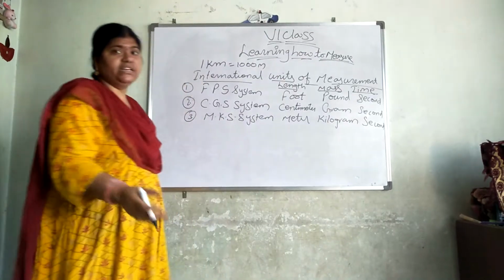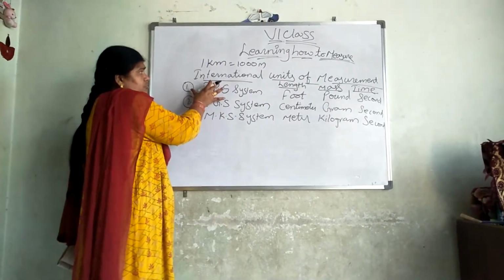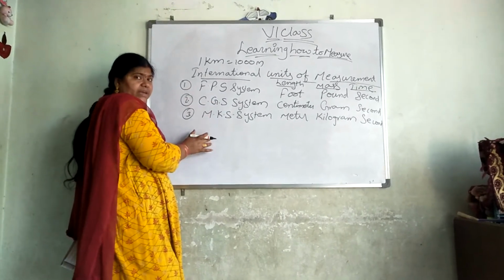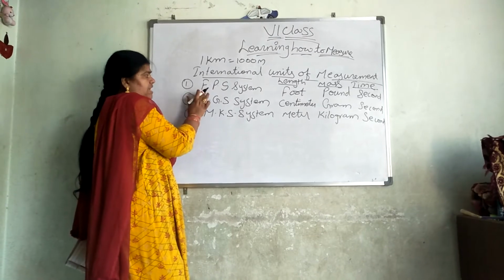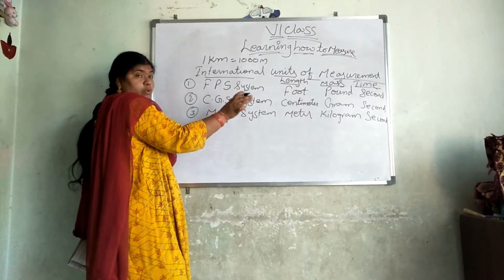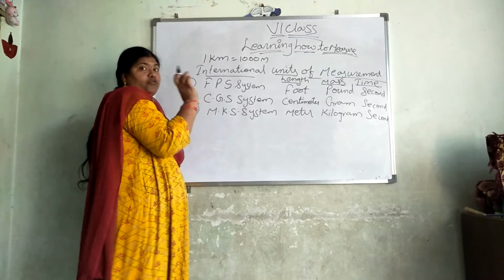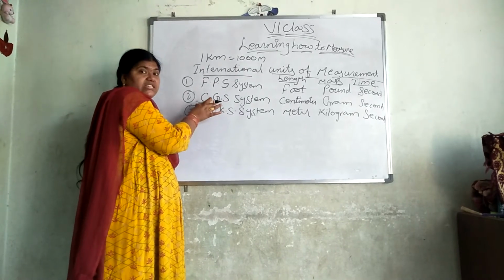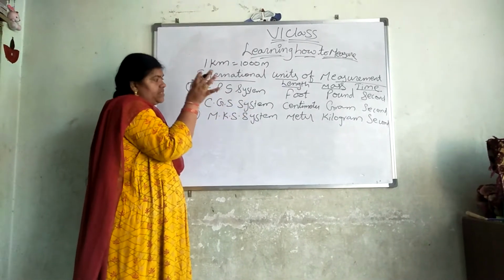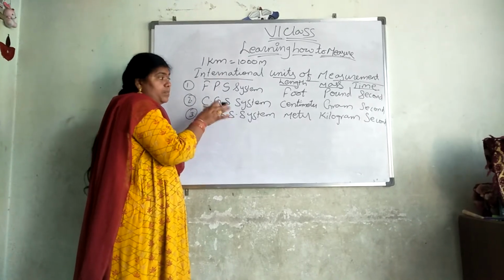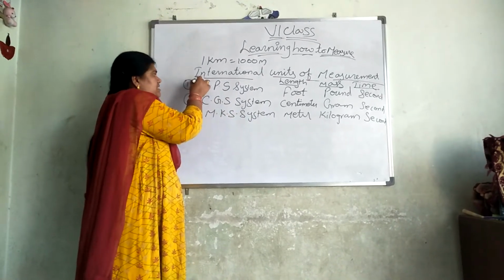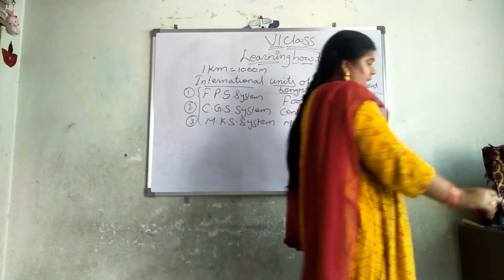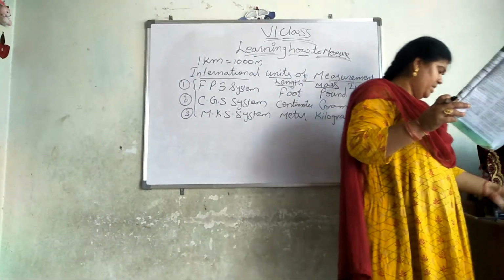Now see here, as we said, the kilometer is used for the longest distances. You have to know that the international units of measurements are the FPS, CGS and MKS systems. What is FPS? F means foot, P means pound, S means second. Foot, pound, second are called the FPS system. CGS means centimeter, gram, second. Then the MKS system: meter, kilogram, second. These three are the international units of measurement.